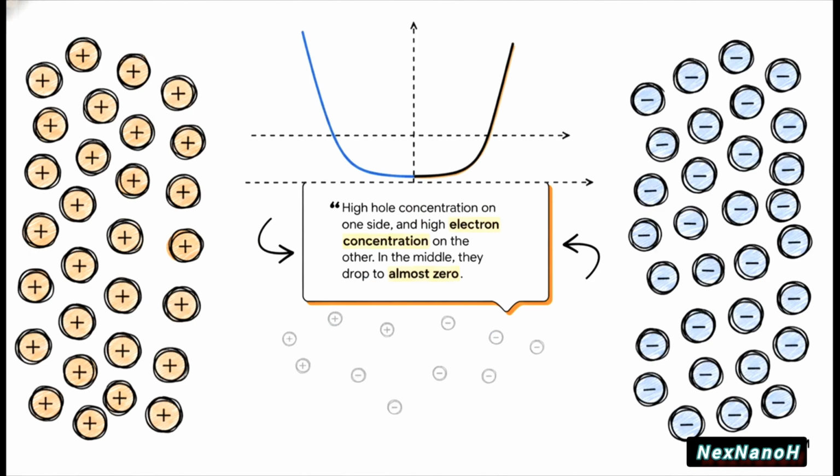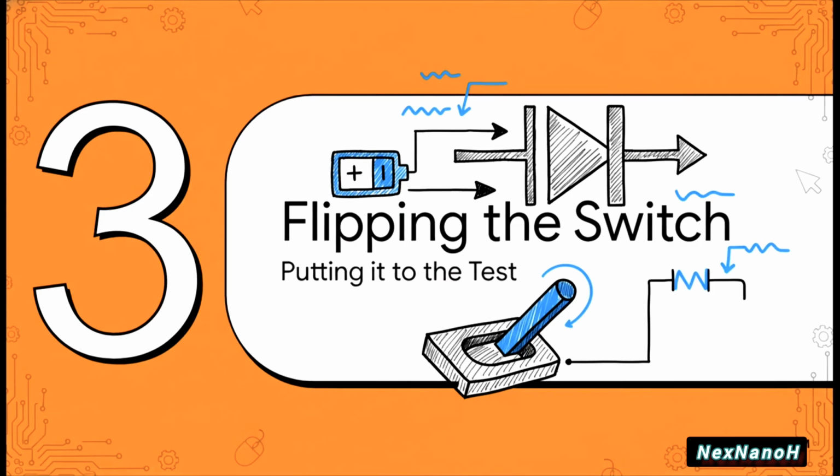And this is where you really see the power of simulation. The computer spits out a graph that looks like it's straight out of a physics textbook. We see a ton of holes on the left, a ton of electrons on the right, and then boom, right in the middle, at that junction, the concentration of both just plummets to nearly 0. Our virtual depletion region? It's there. It's real.